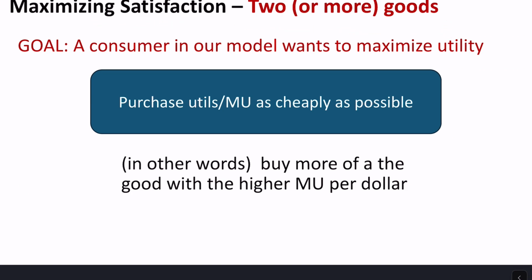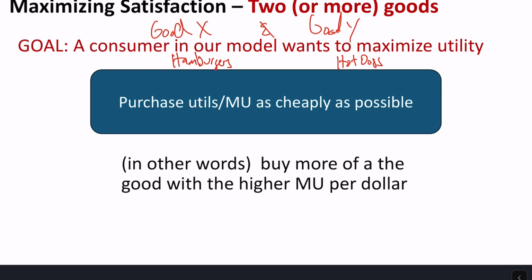Right? I'm going to show you 2 goods. You get all the economics you need from just looking at 2 goods. So again, the goal of our consumer is to maximize their utility. They need to choose. Let's say we have 2 goods, X and Y, like good X and good Y. It could be hamburgers for good X and hot dogs for good Y.